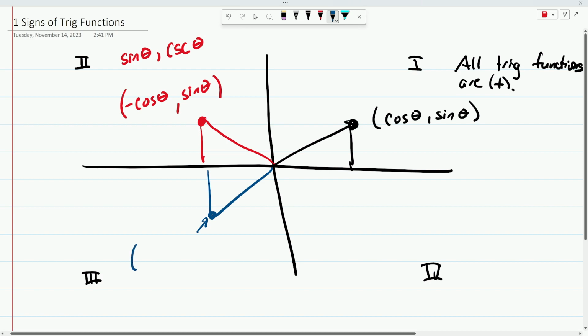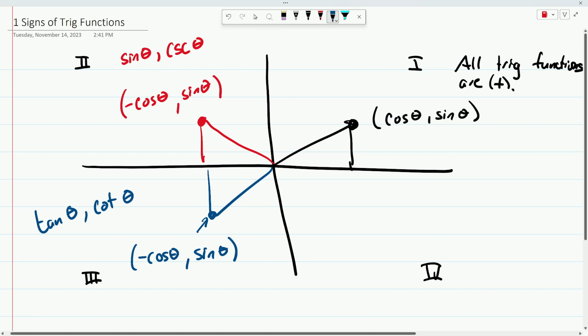Now, quadrant 3, that ordered pair is going to be negative cosine theta, negative sine theta. And the only thing positive in quadrant 3 is going to be tangent. Let me write that out a little bit nicer. Tangent theta, cotangent theta.